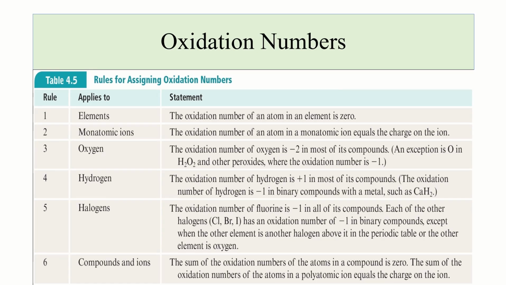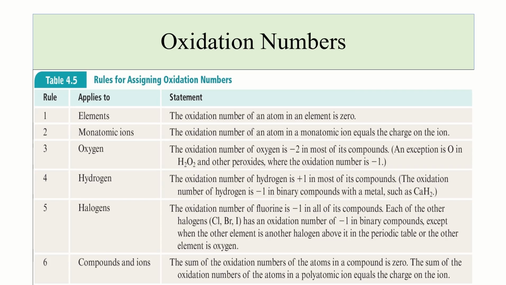Now let's talk about oxidation numbers and how to assign oxidation numbers to all atoms present in a given molecule or ionic compound. Rule number 1. The oxidation number of an atom in an element is 0. In other words, all elements are neutral and the oxidation state of any element, whether it's a polyatomic element or diatomic element or monatomic element, is 0.